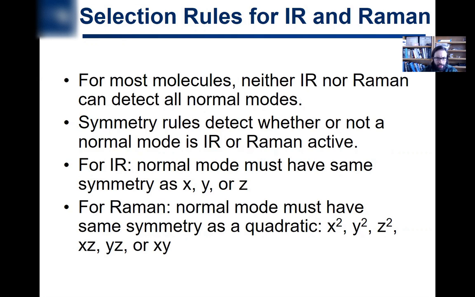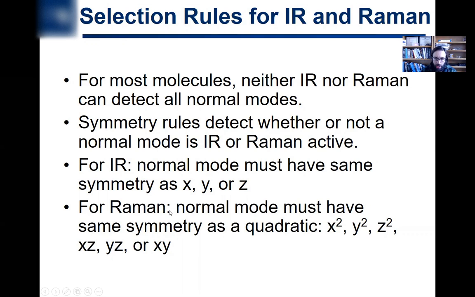So basically, different symmetry rules determine these selection rules. Okay, so symmetry rules are going to determine whether or not a normal mode is IR or Raman active. For infrared spectroscopy, for IR absorption, the normal mode in question must have the same symmetry as x, y, or z vectors, okay, or x, y, z functions. We'll see what that means in a second here.